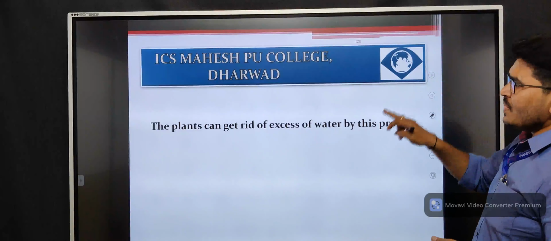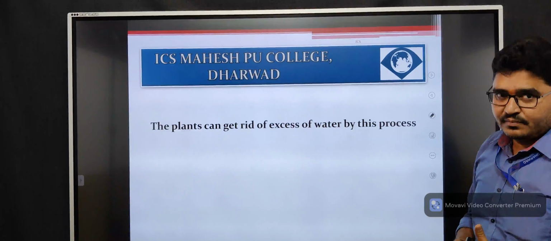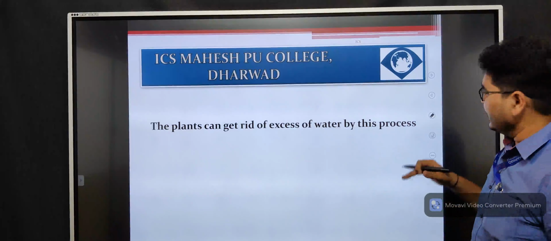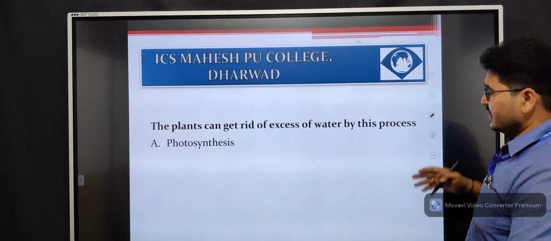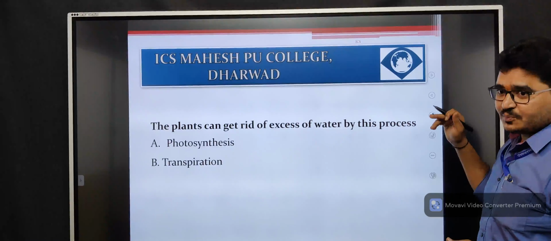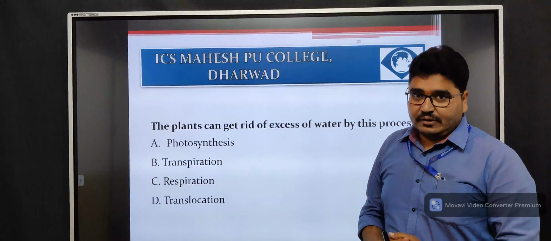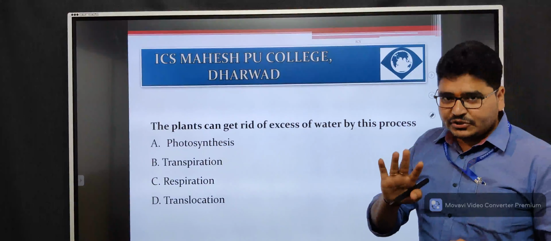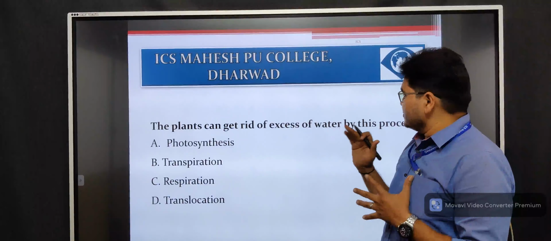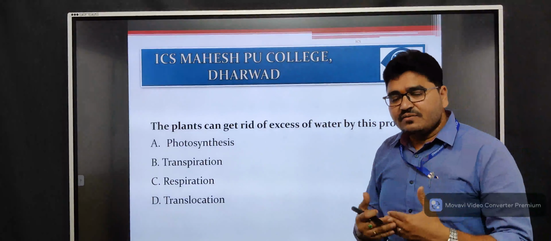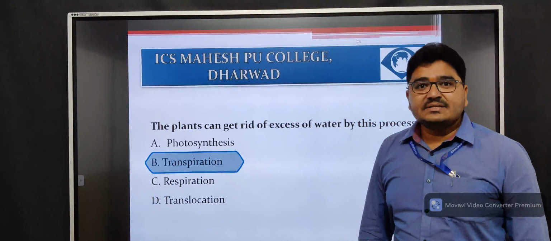Next, a plant can get rid of excess water by this process. It's a straightforward question, if it is framed on the definition. Which process is it where exactly the loss of water takes place from the plants? A, photosynthesis, B, transpiration, C, respiration, and D, translocation. They have given you 4 options, among which one is correct for the statement that a plant gets rid of excess water by this process. Let's see the right one, that is transpiration.